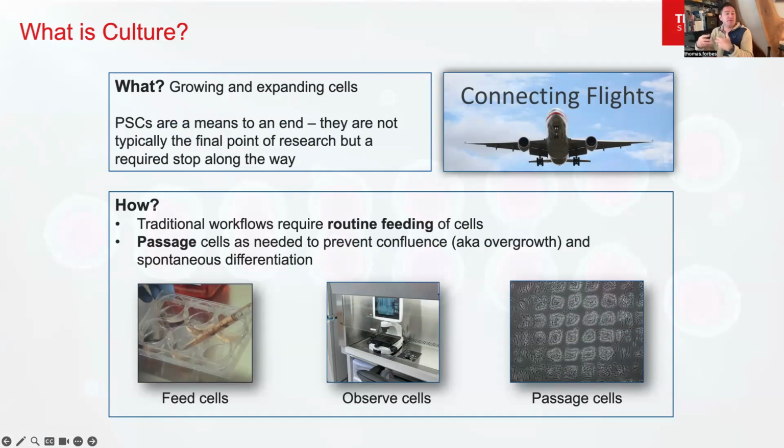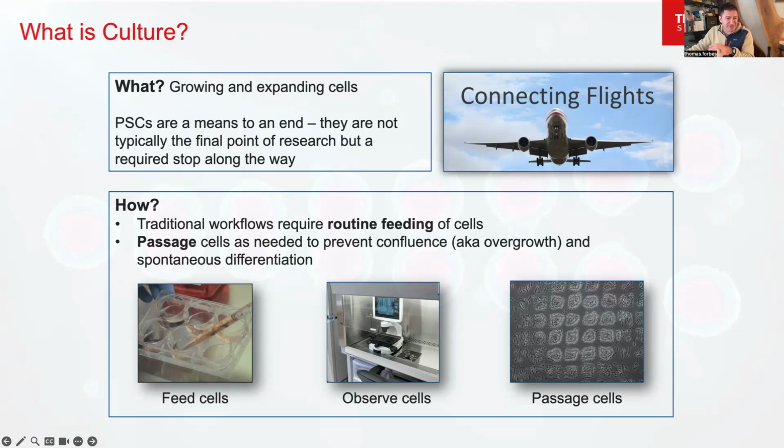Whether that's a human or a rodent, for example, or even reprogrammed into iPSCs, they can then subsequently be maintained under what should be, nowadays anyway, quite carefully controlled parameters. This allows us to optimize the workflow, where we can use them as a means to an end, but not always the final product.